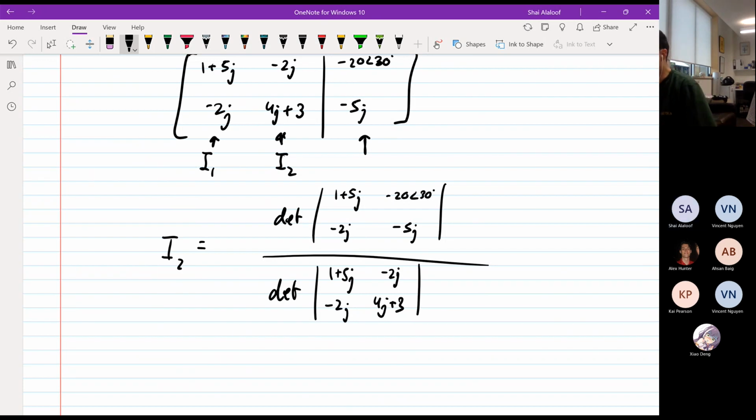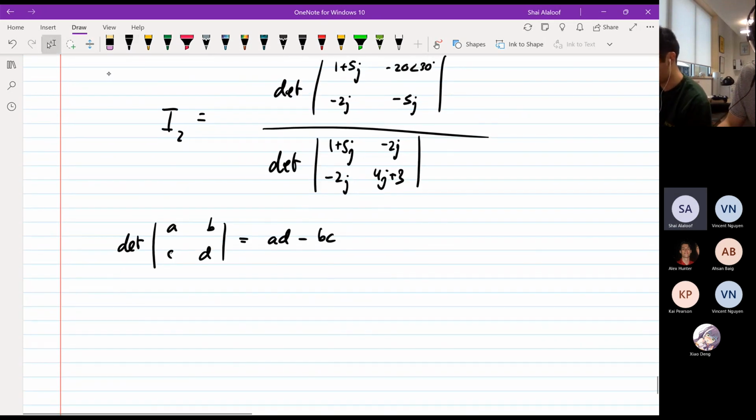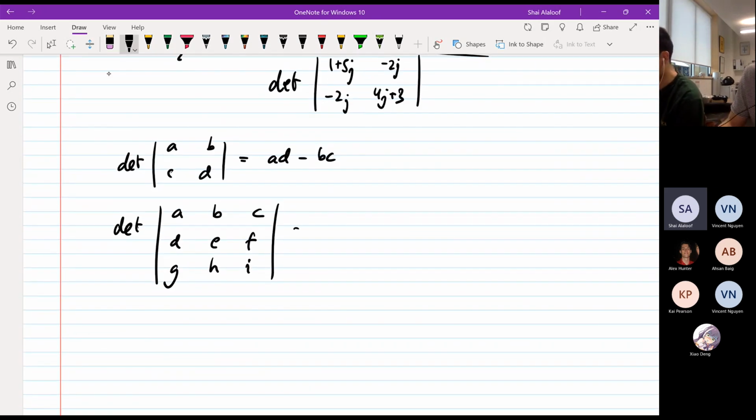So with 2x2 matrices, A, B, C, D, the determinant is just AD minus BC. That's it. For a 3x3 matrix, A, B, C, D, E, F, G, H, I, you can Google this, by the way, but I just want to go over it.